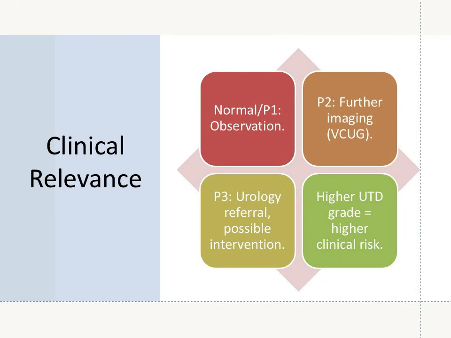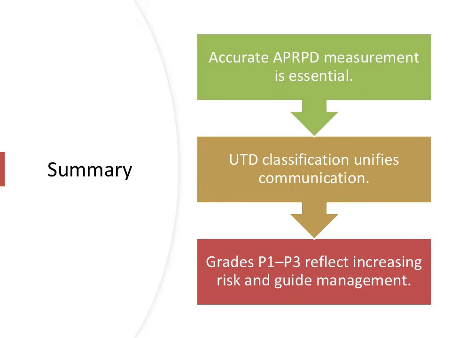UTD grading predicts outcomes and guides management. P1 cases are typically benign and monitored. P2 requires voiding cystourethrography or further evaluation. P3 needs urology referral due to high risk of obstruction or dysplasia. Accurate anteroposterior renal pelvic diameter measurement forms the foundation for correct grading. The UTD classification improves consistency and communication. Increasing grade from P1 to P3 indicates increasing severity and clinical concern.